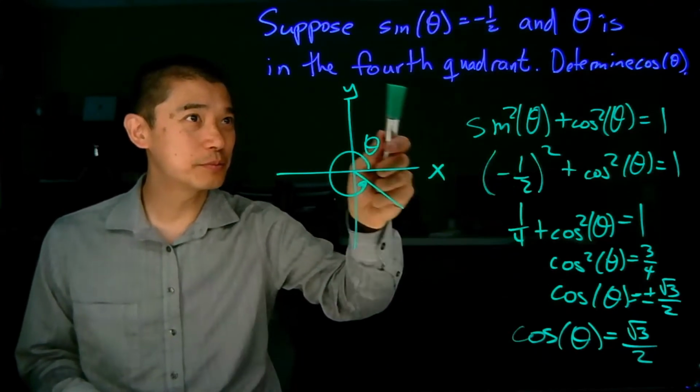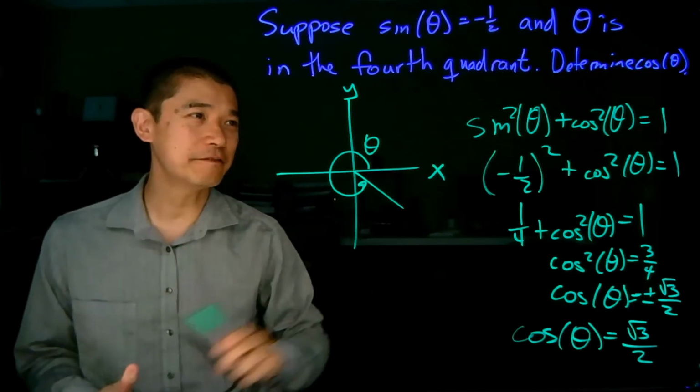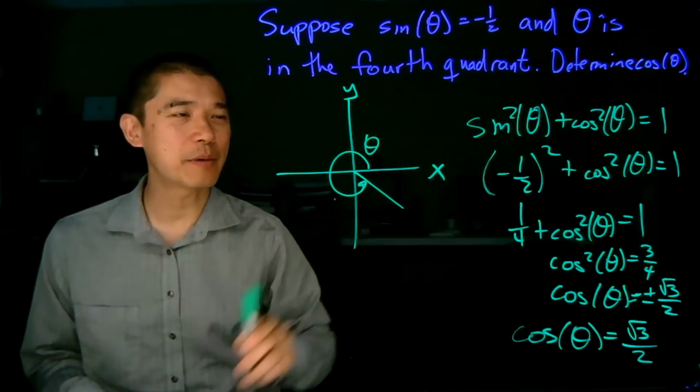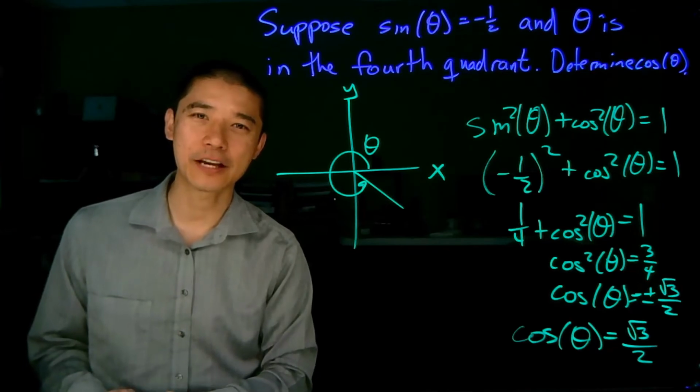And so we need to use the two pieces of information. The first piece of information is the value of the sine function, which lets us plug in and get us close. And then the second piece of information is by knowing which quadrant the angle is located in, we can determine whether we want the plus sign or the minus sign.